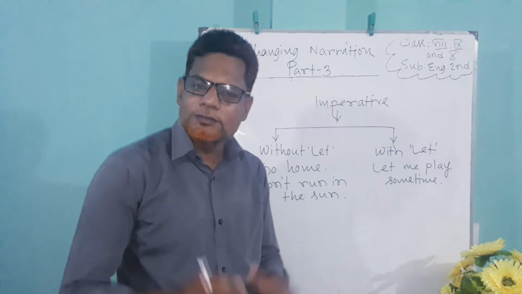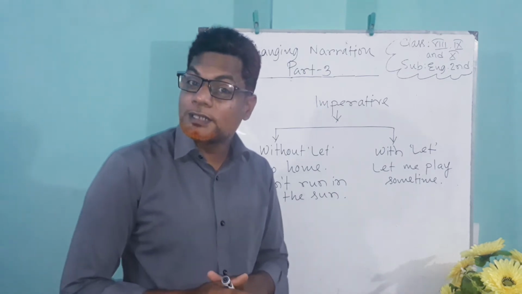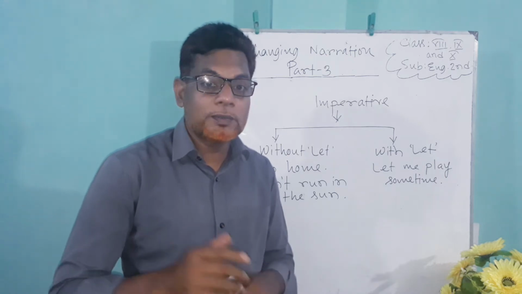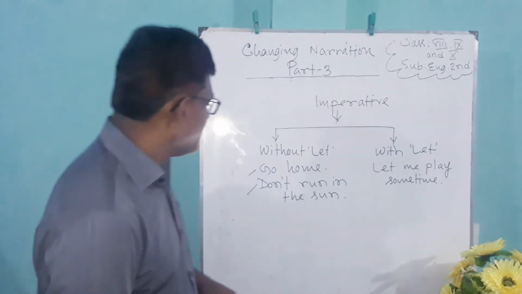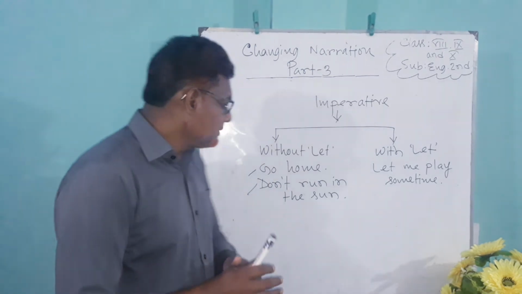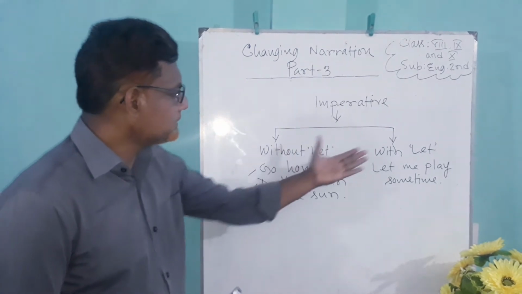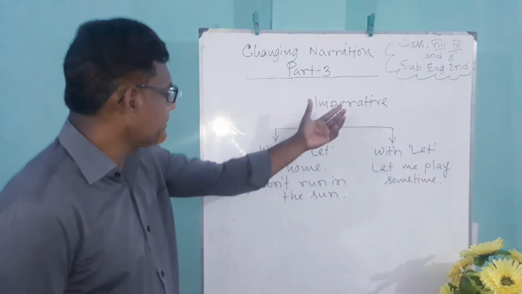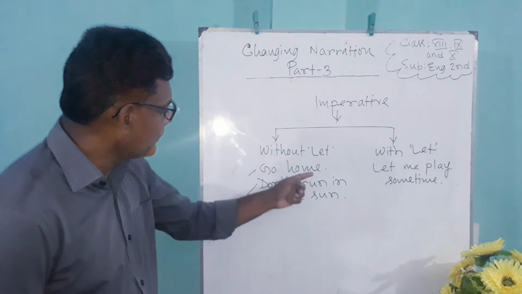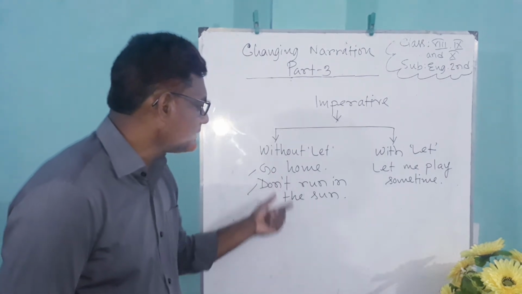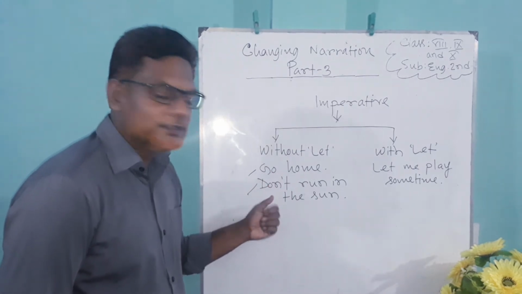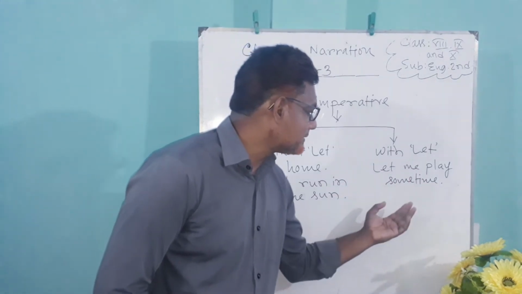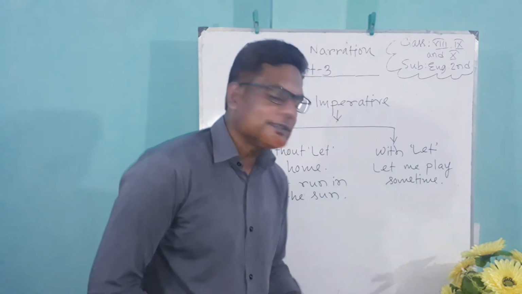with let. You know very well, an imperative sentence may start with let, or the base form of the principal verb, or don't plus the base form of the principal verb. First of all, I will show you without let and with let. In an imperative sentence without let, the example is: Go home, don't run in the sun. You can see in this sentence let is not used. And in this example you can see: Let me play some time. In this sentence let has been used.